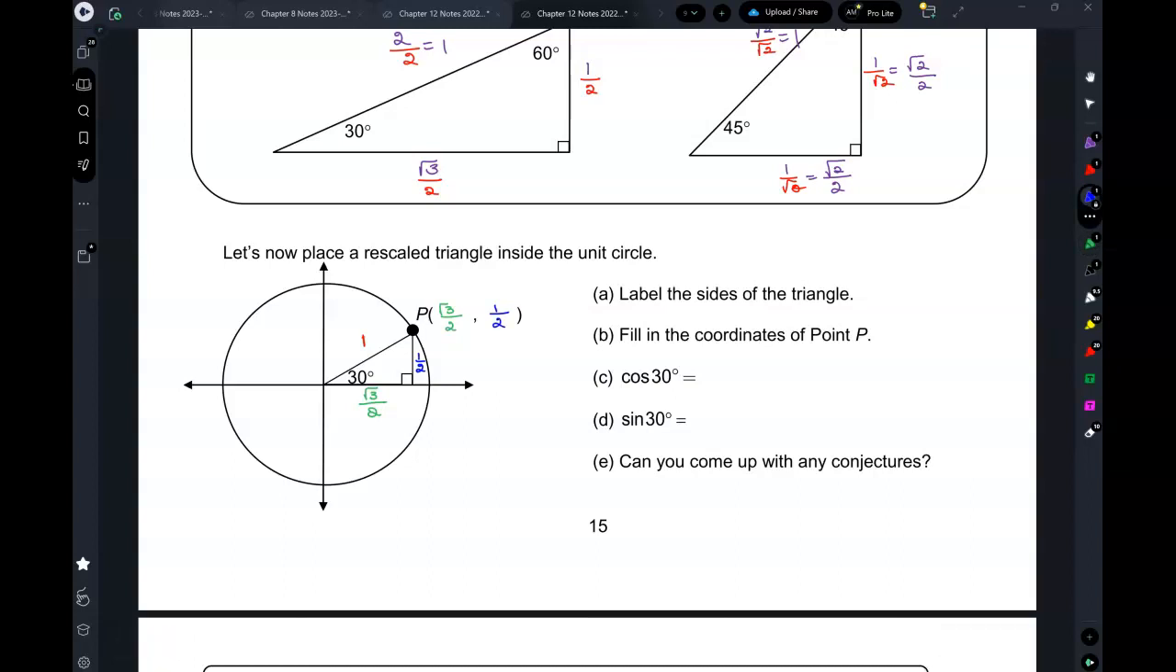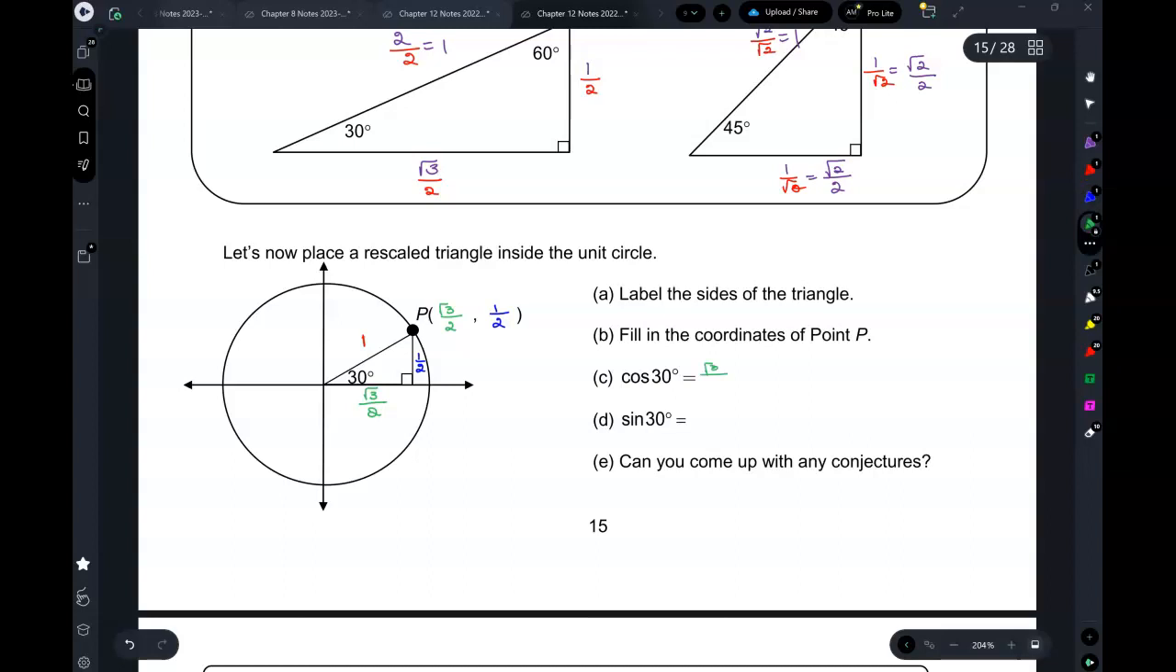So those numbers have two meanings. A, they are the lengths of the sides of the triangle. B, they are the coordinates of that point. It's how I start at the origin and get to that point P. Now, we filled in the coordinates. So what is cosine of 30 in this case? Remember how it was always adjacent over hypotenuse? If your hypotenuse is 1, do you have to do the over hypotenuse part? No. So what's the cosine of 30 then?